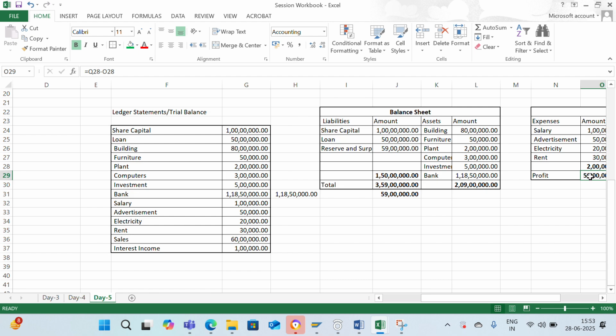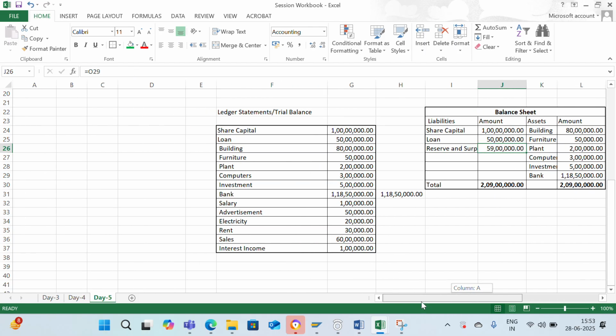The profit amount from the P&L account is transferred to the reserve and surplus of 59 lakh. Then my balance sheet is matched at 209 lakh on the liability side and 209 lakh on the asset side. The profit is transferred to the reserve and surplus as a positive balance, and if there had been a loss, it would again get transferred to the reserve and surplus but as a negative figure.